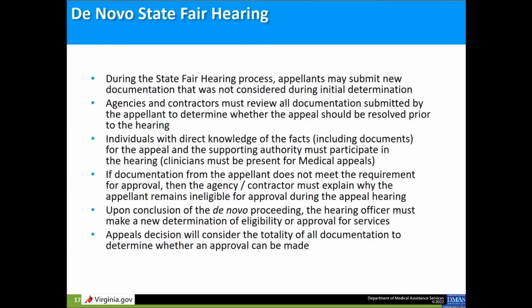However, if the new documentation does not result in new coverage or a resolution of the appeal, then the eligibility worker must prepare a Medicaid appeal summary to address the original decision and new documentation, and be prepared to participate in a hearing to explain why the original decision is still correct, considering the new documentation. When the hearing officer issues a final DMAS decision, it will encompass the entirety of the record, including any new documentation received throughout the process.